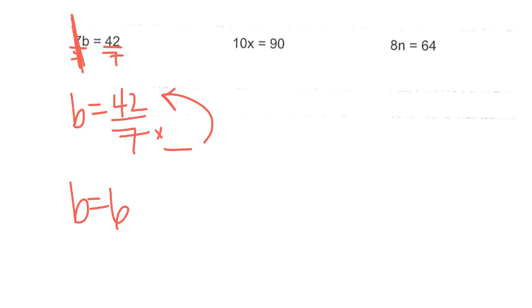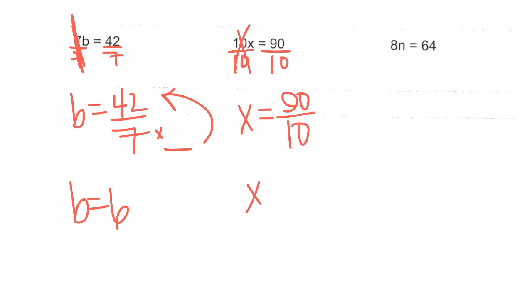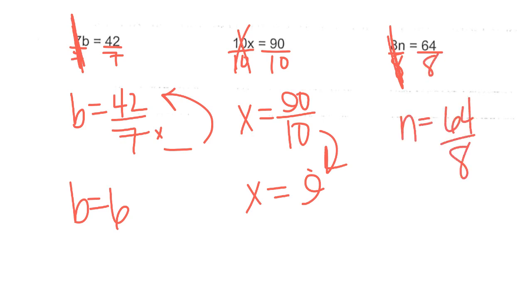10x equals 90. I'm going to divide by 10 on both sides. Cancel out the 10 by the x. I'm left with x equals 90 over 10. And I know that I can fit 9 $10 bills into 90. So 90 divided by 10 is 9. Last one, 8n equals 64. So to undo that multiplication, I'm going to divide by 8, cancel out the 8 on the left, divide by 8 on the right. I'm left with n equals 64 over 8. Now, when I look at that, 8 can go into 64 8 times, because 8 times 8 equals 64.